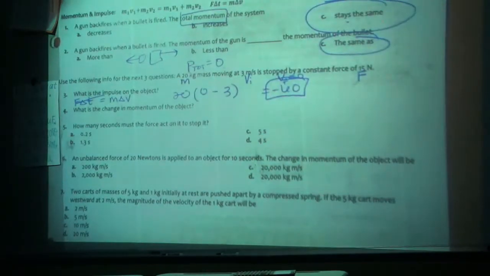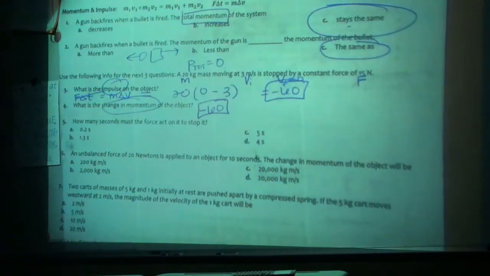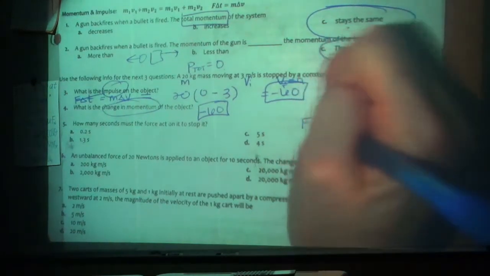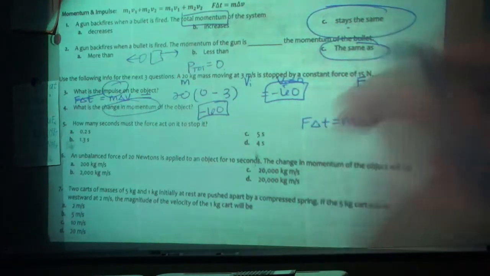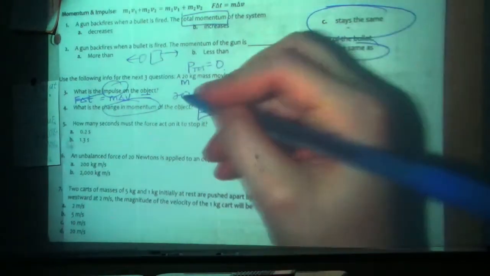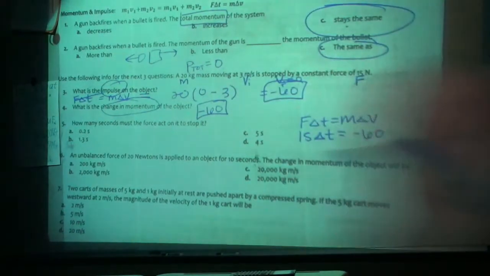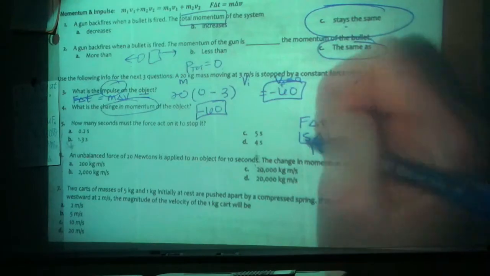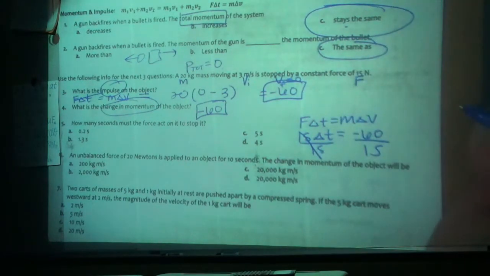What is the change in momentum? Well, impulse and change in momentum are the same thing, so I just found the change in momentum, negative 60. And we want to know how many seconds the force must act to stop it, so we'll use F delta T equals M delta V. Force is 15, looking for the change in time. You can plug in 20 times 0 minus 3 again, or we just said it was negative 60. Divide the 15 over, and you get your time is 4 seconds, I think.